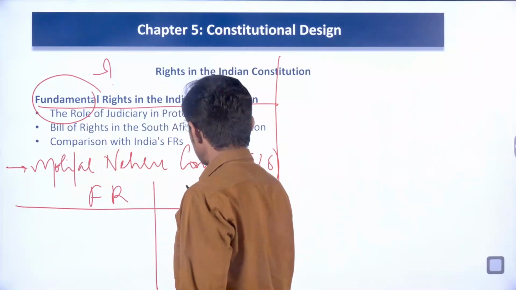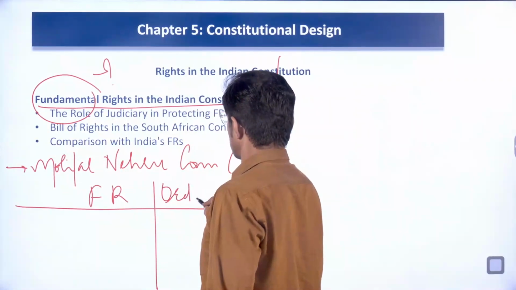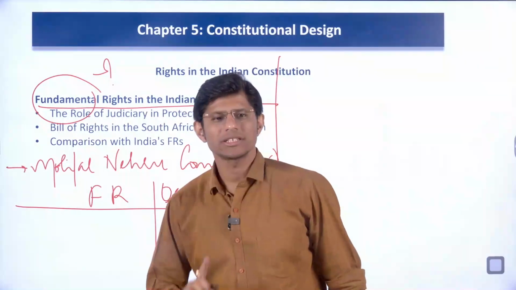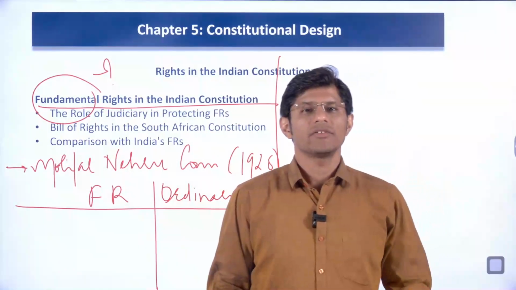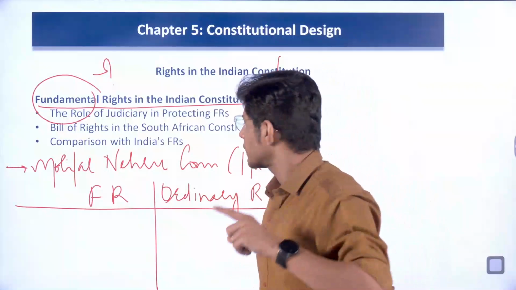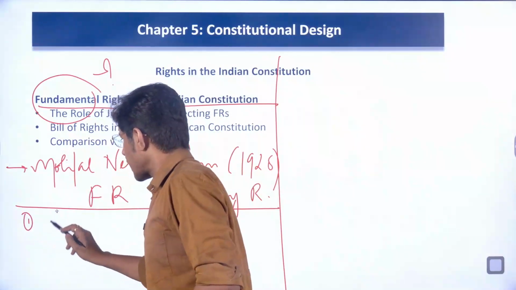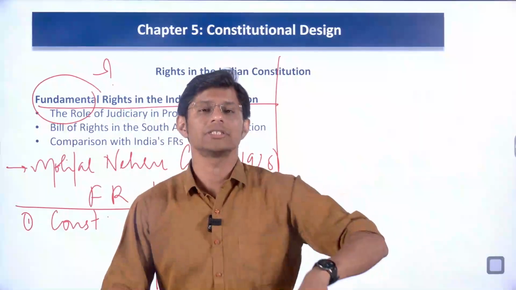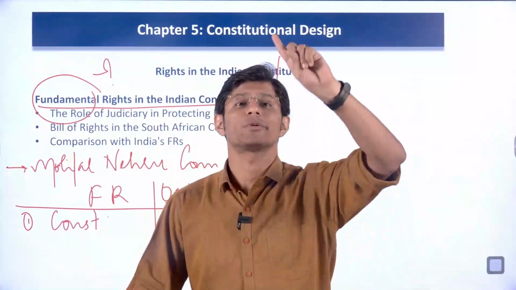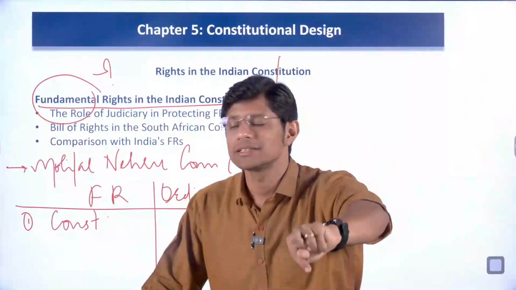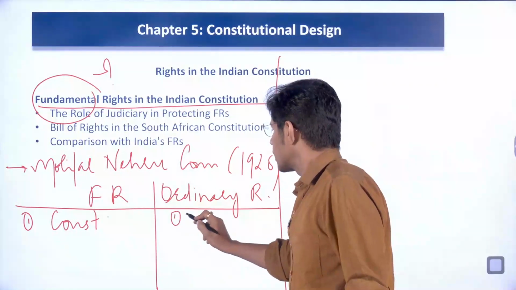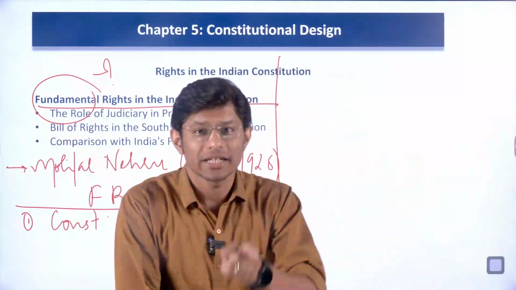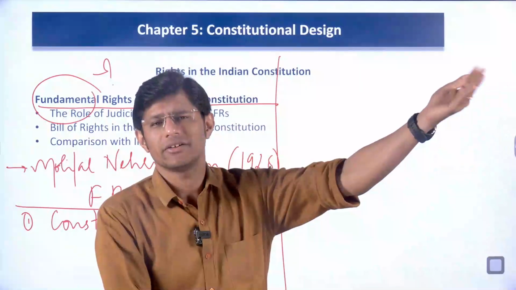Fundamental rights and ordinary rights. What is the difference? Now see, fundamental rights are guaranteed by the constitution. The constitution mentions that if the rights are violated, you can approach the judiciary. The ordinary rights are made by the laws in the parliament or in the legislature, which means they can be changed very easily.